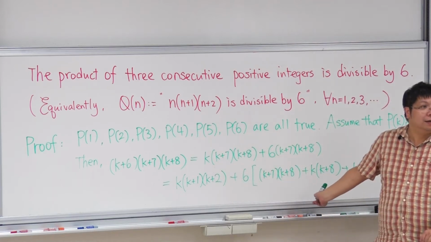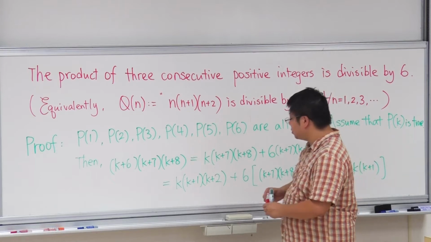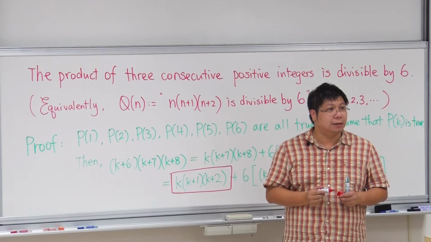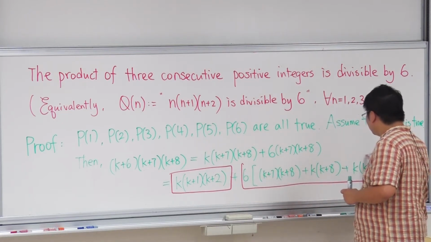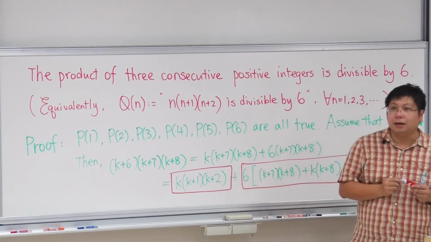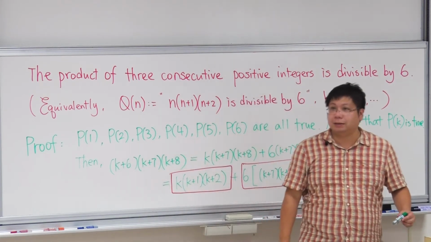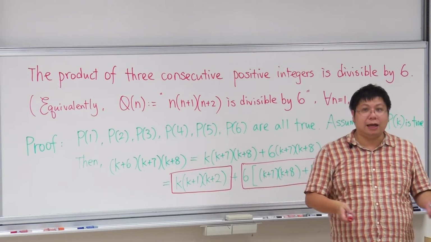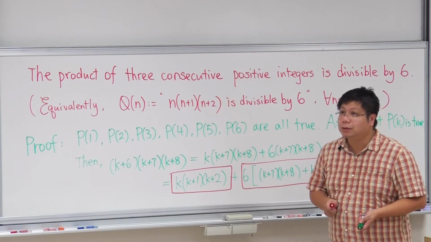Is that okay? Now, induction hypothesis, because we assume that Pk is true, induction hypothesis says this is a multiple of 6. And this is also a multiple of 6. So in that sense, this whole thing will then be a multiple of 6. Is that okay? So here we are now showing that if Pk is true, then Pk plus 6 will be true.